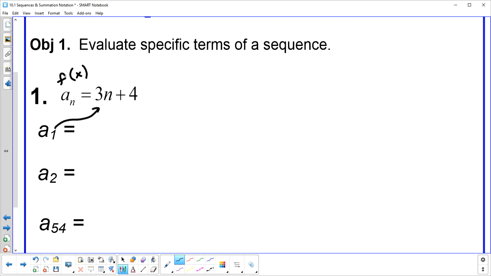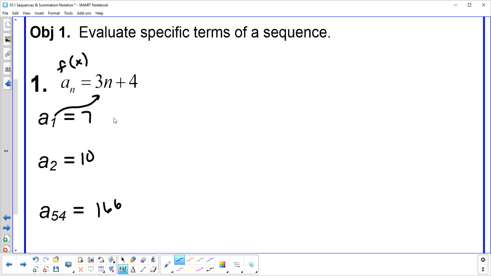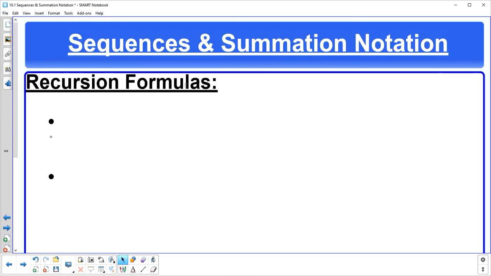So if we do these 3 values that we have here, a sub 1 we can plug in and we would get 7, a sub 2 we'd plug in, we would get 10, and then if we wanted to find a sub 54 for some reason, we would plug in 54 then, and we'd end up with 166. We're just taking these subscripts, these 1, 2, and 54, and plugging them in for n, and that is going to be the value of the 54th term, or the second, or the first. We could do that for any number we had.